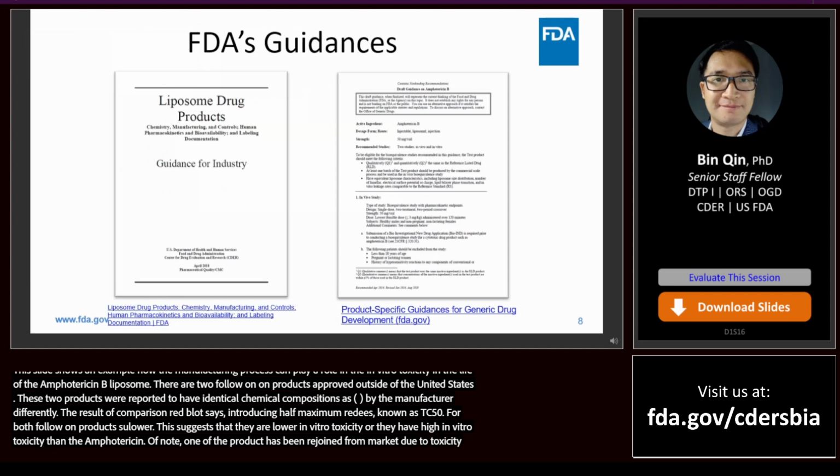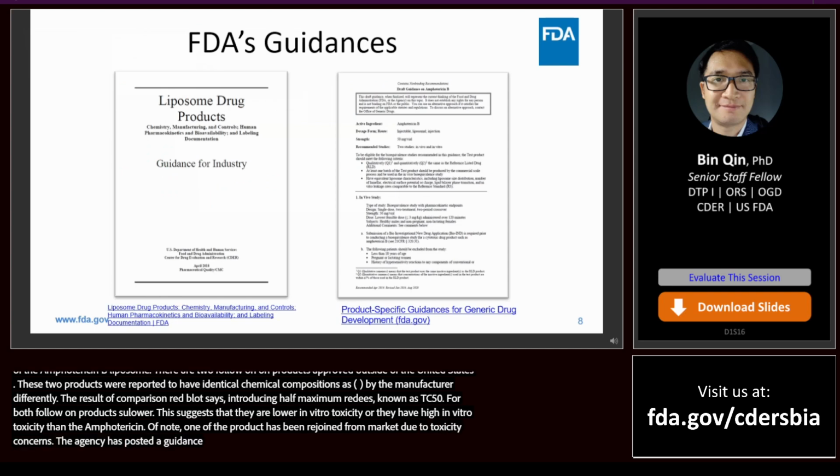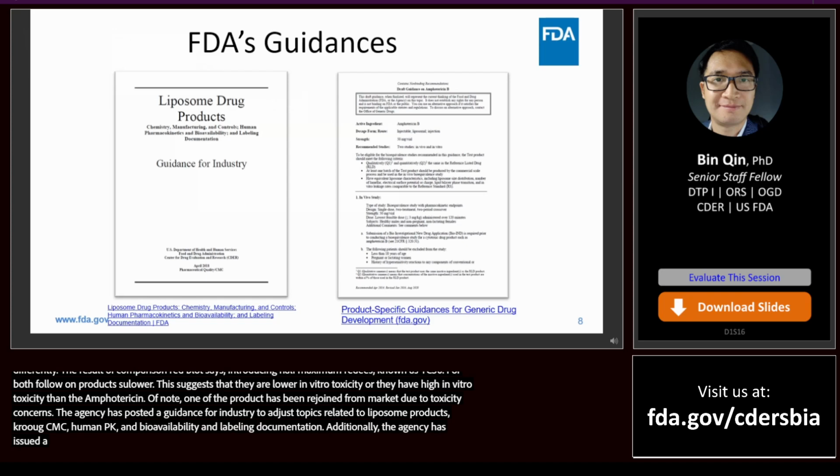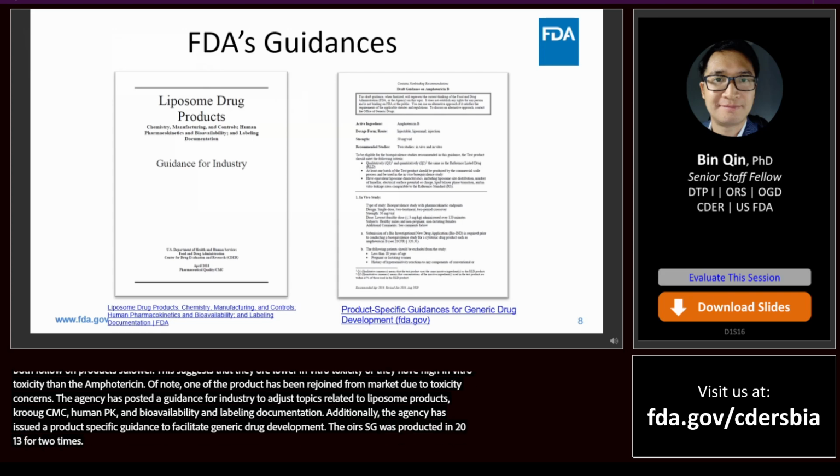The agency has posted a guidance for industry to address topics related to liposome products, including CMC, human PK and bioavailability, and labeling documentation. Additionally, the agency has issued a product-specific guidance on Amphotericin B liposome to facilitate generic drug development. The PSG was initially posted in 2014 and revised 2 times. The latest revision was made in 2020. I will talk about the latest revisions in the following slide.